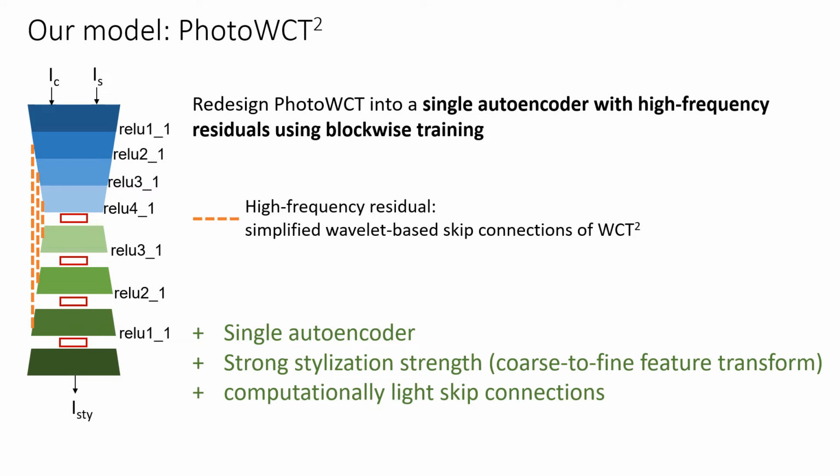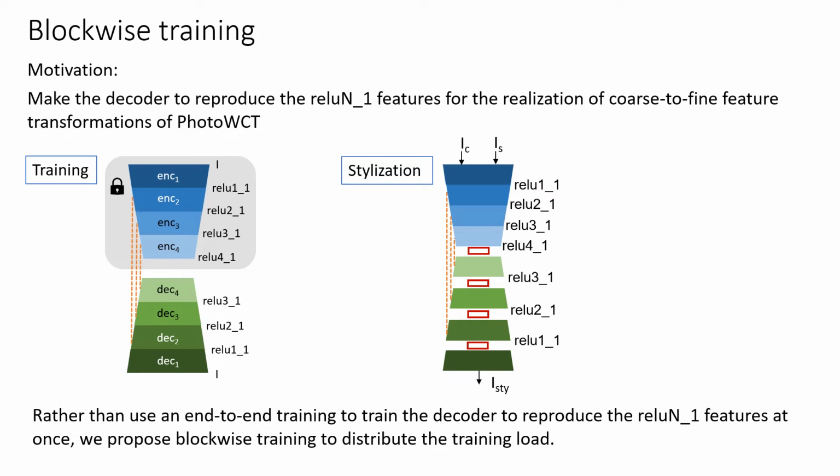Our model is a redesign of PhotoWCT, and so it has strong stylization strength. Unlike WCT2, our model uses computationally light skip connections, which we call high-frequency residuals, for better high-frequency detail reconstruction. To implement the coarse-to-fine feature transformations of PhotoWCT, we have to make the decoder reproduce the ReLU N1 features from the encoder. Rather than using end-to-end training to train the decoder to reproduce the features at once, we propose Blockwise training to distribute the training load.